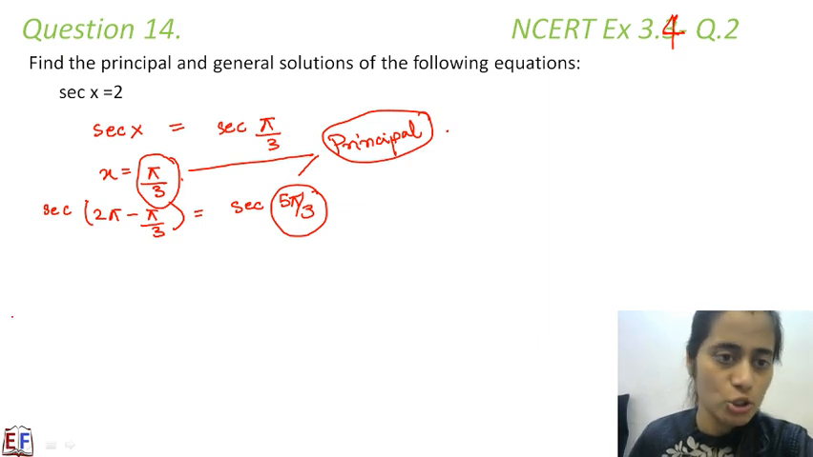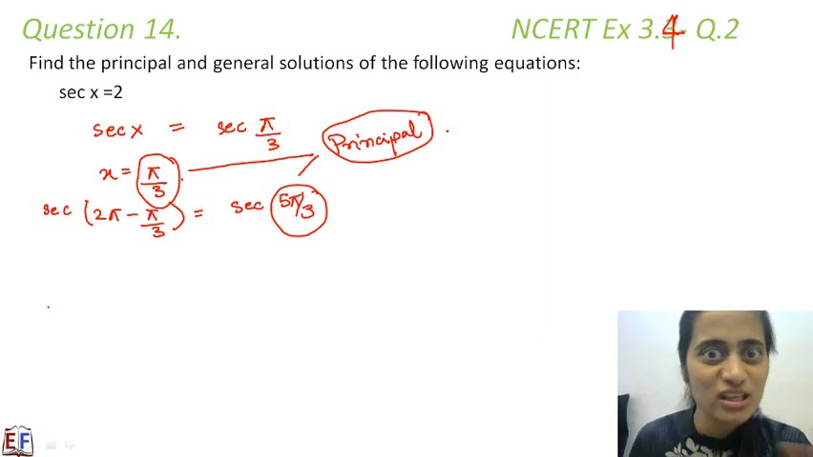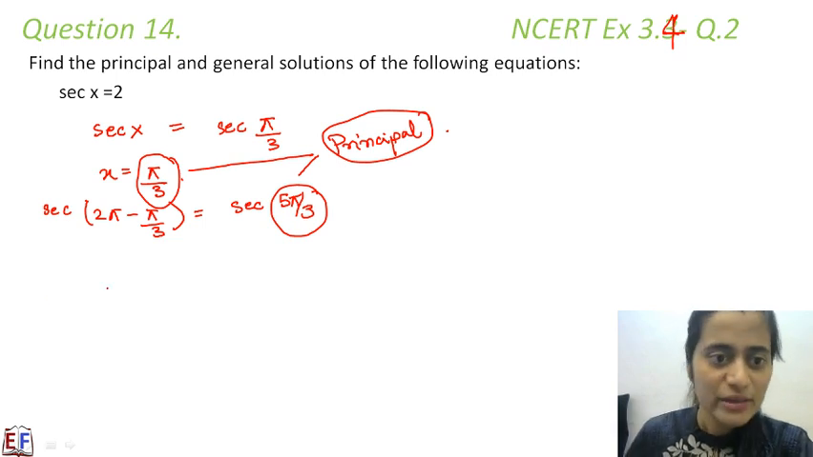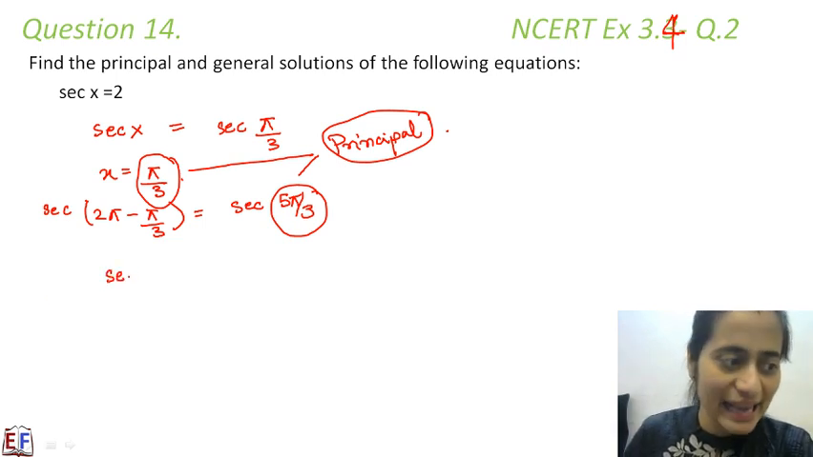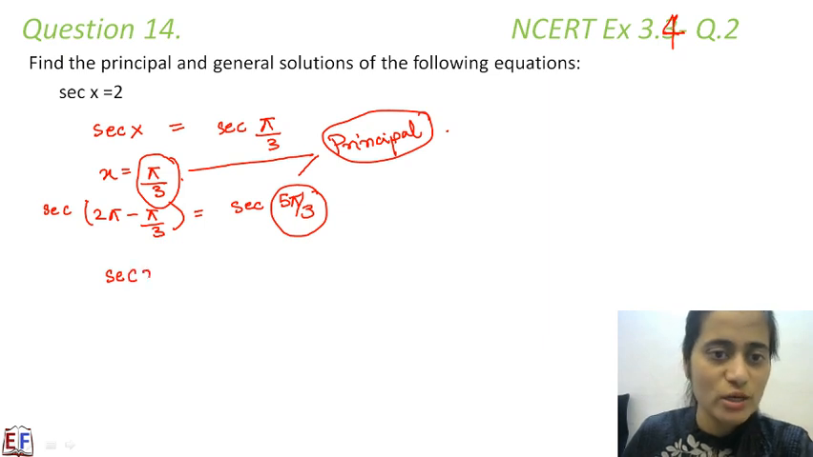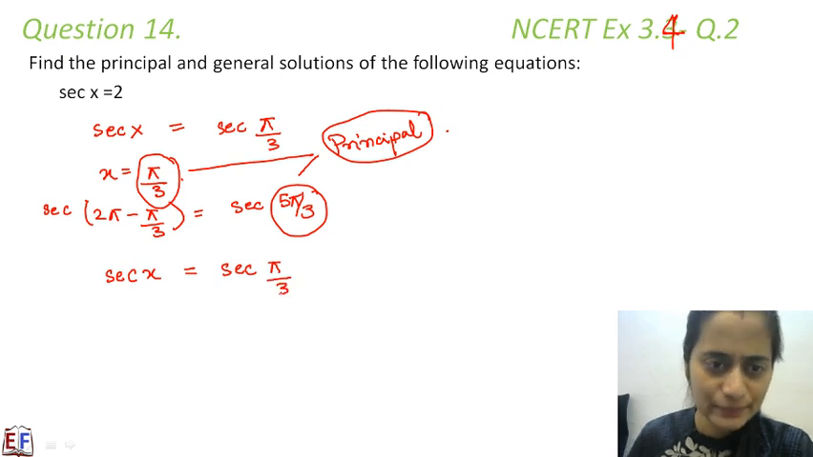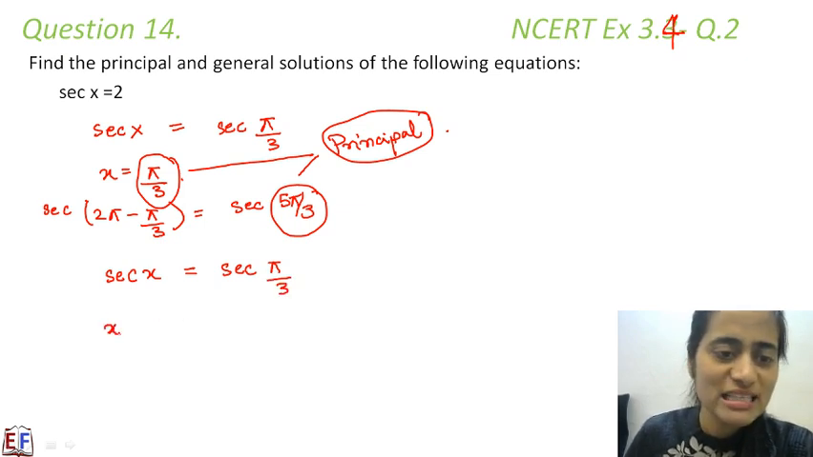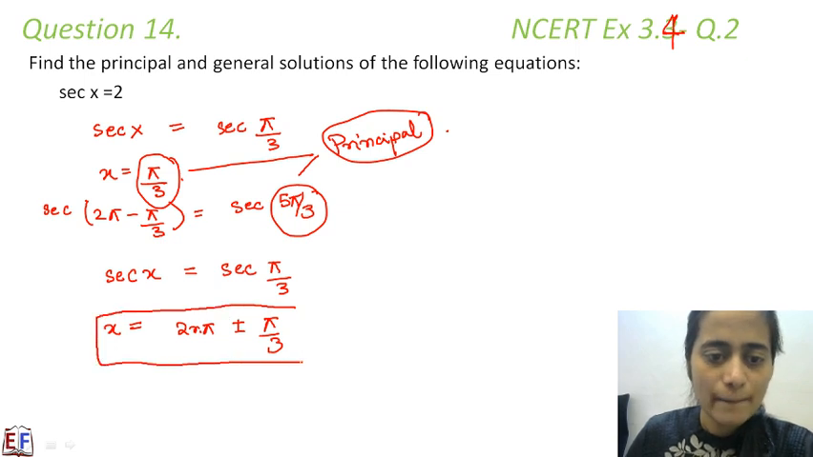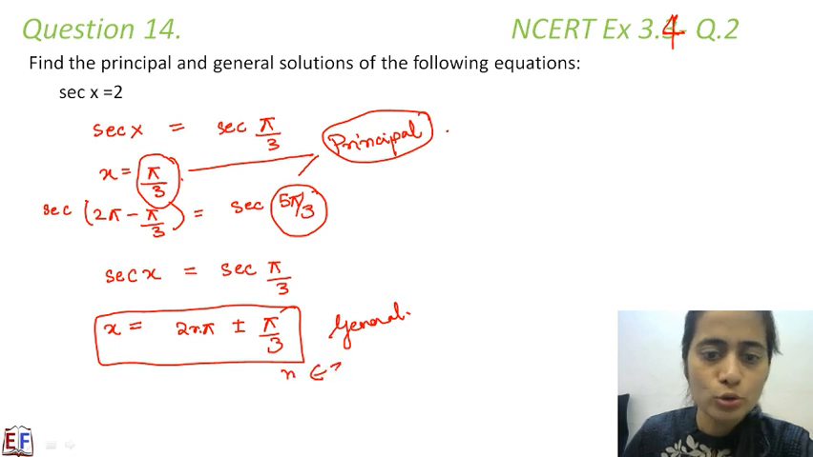Now what about general solution? The general solution is pretty simple. We learned about 3 theorems, you remember? So if you remember the cos theta ka theorem, sec theta will behave exactly the same way. So if ever you have that sec x is equal to sec y, in this pattern, what do we say? We say x is equal to 2n pi plus minus y, and y is pi by 3. So this becomes your general solution where n belongs to any integer.